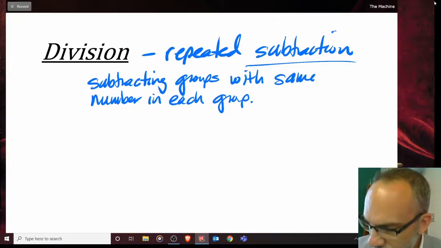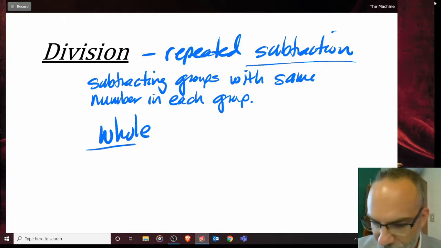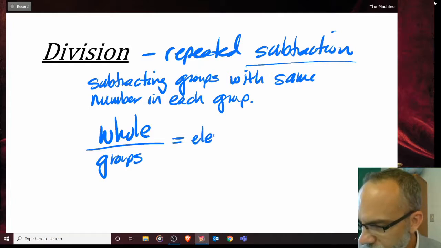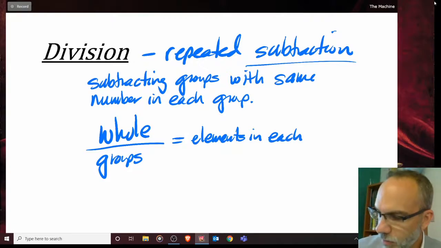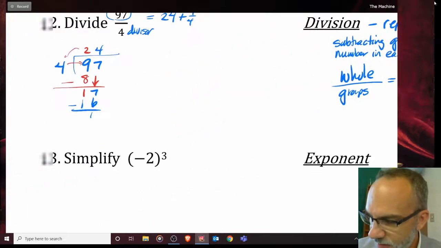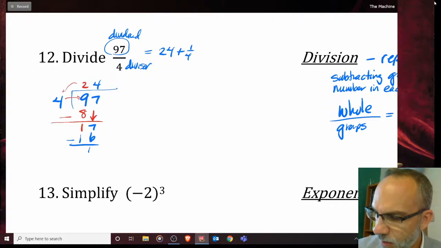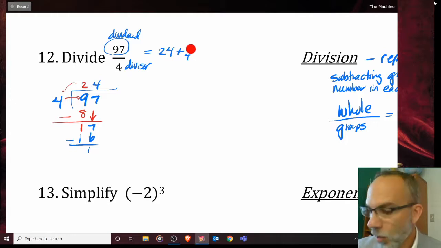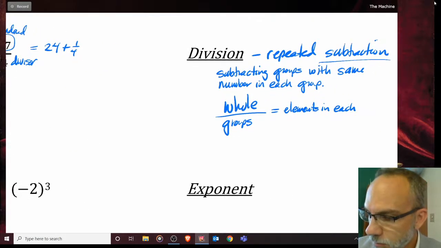And so what it really means is you've got the whole divided by the number of groups, and what you get then is the number of elements in each group. Okay, so if I said 97 divided by 4 here, what I'm saying is I got 97 things. How many are in each group if I make 4 groups out of them? Well, there's 24 in each group, but I got 1 left over. Okay, or it could be the other thing.